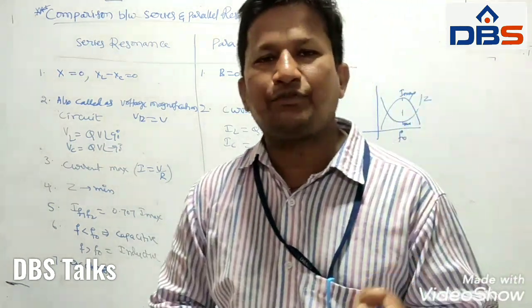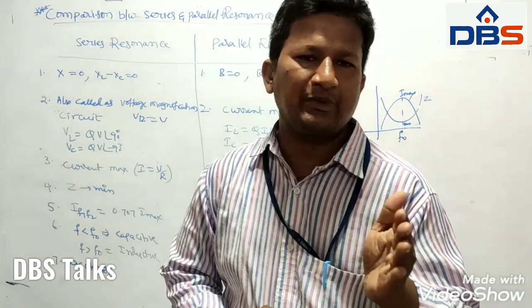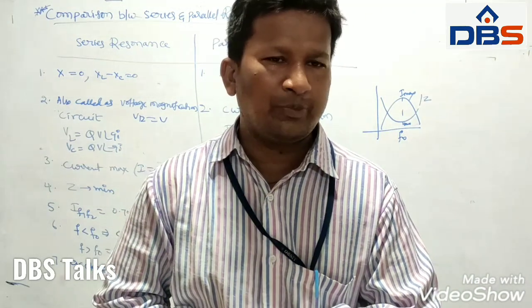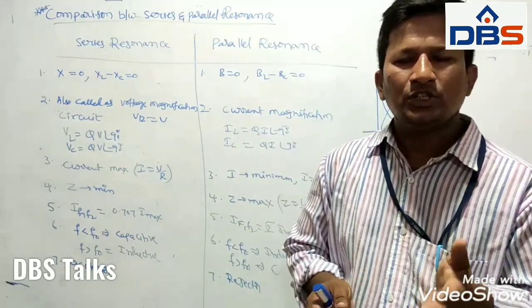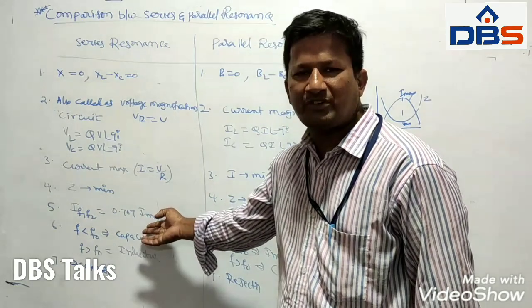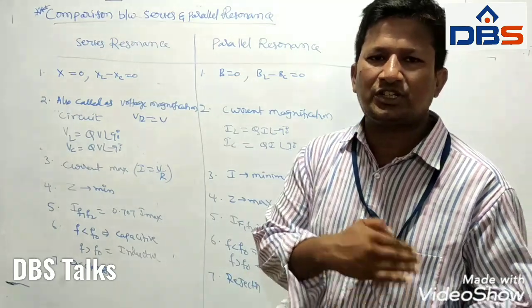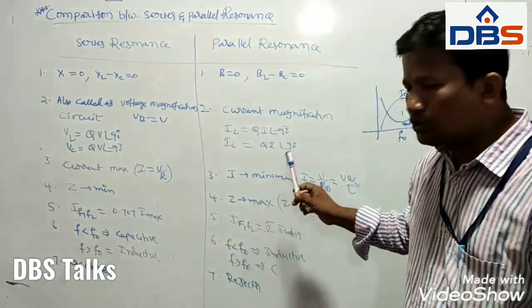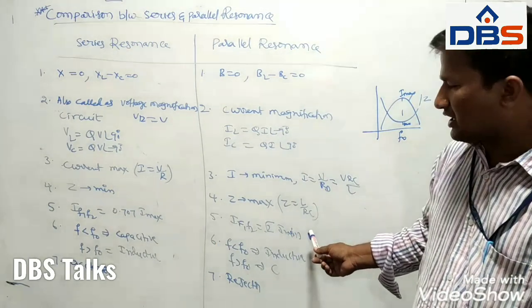So current at cutoff frequencies. In series resonance circuit, impedance at cutoff frequency is root 2 times of the impedance at resonant frequency. That's why current is nothing but V by root 2 Z. So 1 by root 2 is nothing but 0.707 times of the maximum current. Coming to this one, root 2 times. Just reverse. So this is 1 by root 2 times of the maximum current. This is root 2 times of the minimum current. So that is 1.414 times of the minimum current.